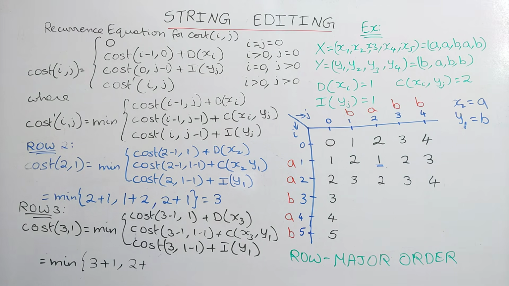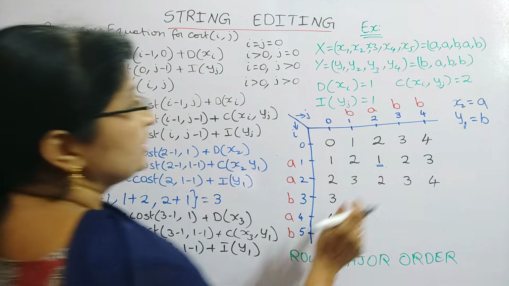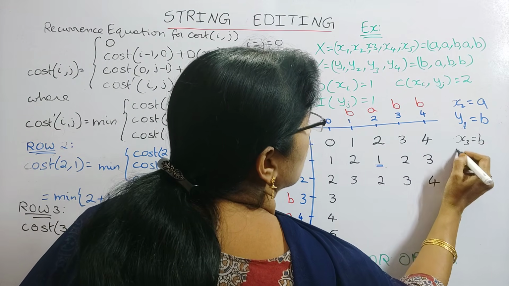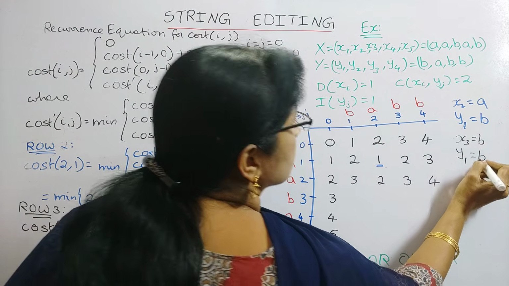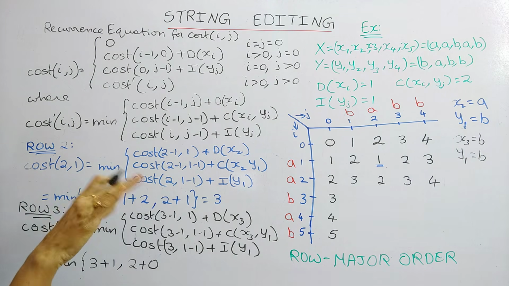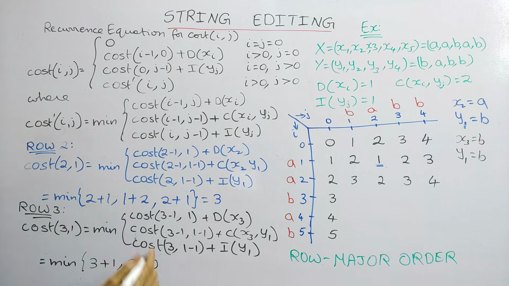Plus now suppose if you want to change x3 to y1. So here what is x3? x3 is b. What is y1? It is b. So both the symbols are same. So that's why here you have to again give 0, because there is no need to change the symbol b, that is the x3 to y1, because both the symbols are same.